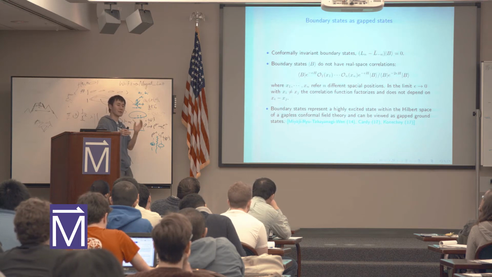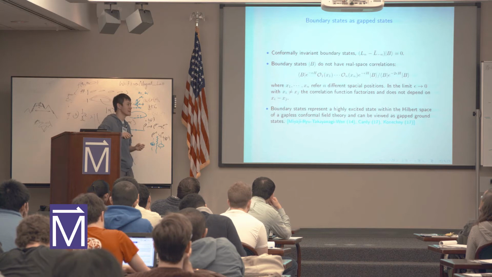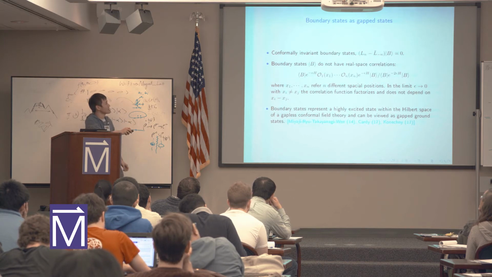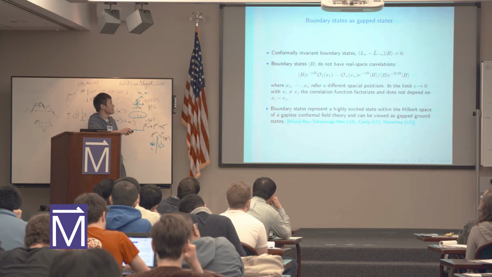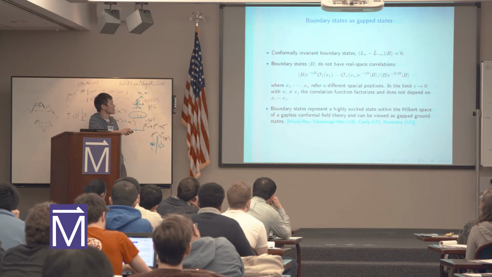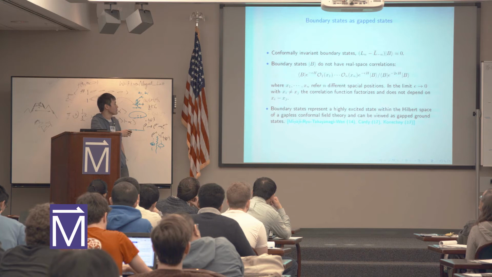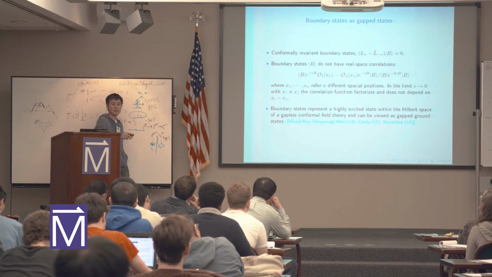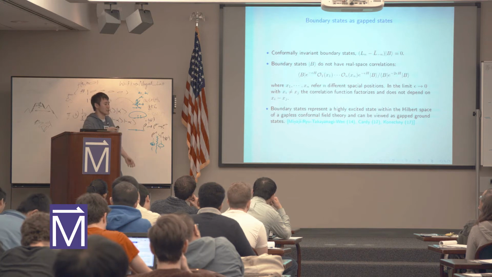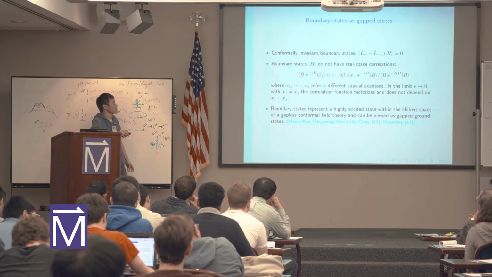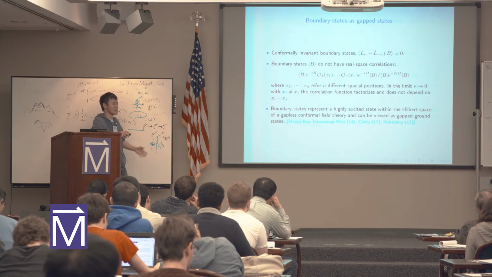So we can ask, what are the properties of this state? For example, what is the correlation function? Let's say the equal time correlation function of this state. And you quickly discover that the correlation function in this state is very short-ranged. So there are basically no real space correlations in this state.